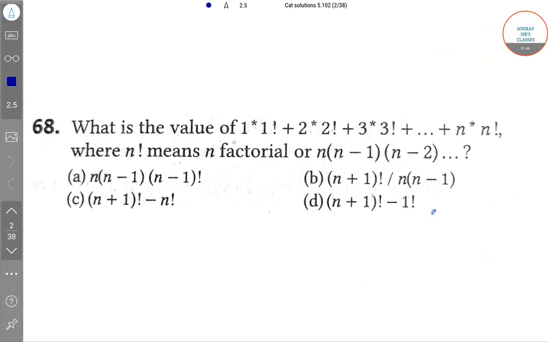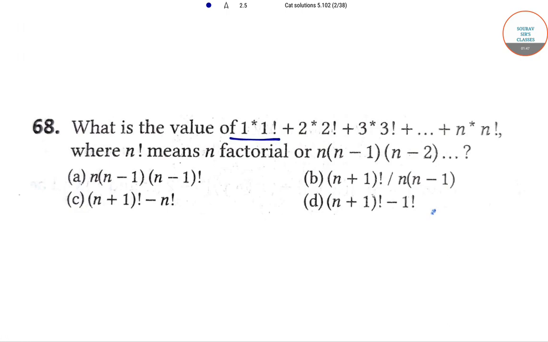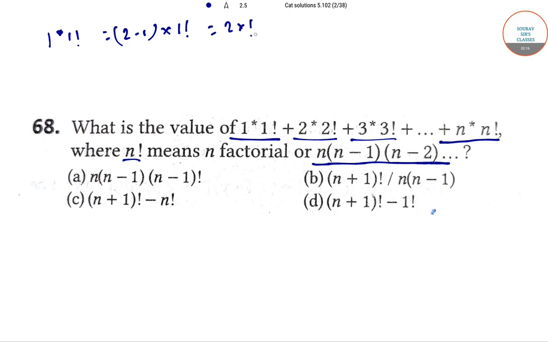The next question is, what is the value of 1 into 1 factorial plus 2 into 2 factorial plus 3 into 3 factorial and so on plus n into n factorial, where n factorial means n into n minus 1 into n minus 2 and so on. So now we have 1 into 1 factorial can be written as 2 minus 1 into 1 factorial, or 2 into 1 factorial minus 1 into 1 factorial, that is 2 factorial minus 1 factorial.